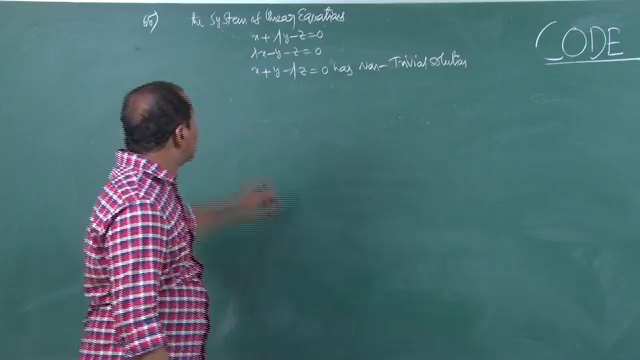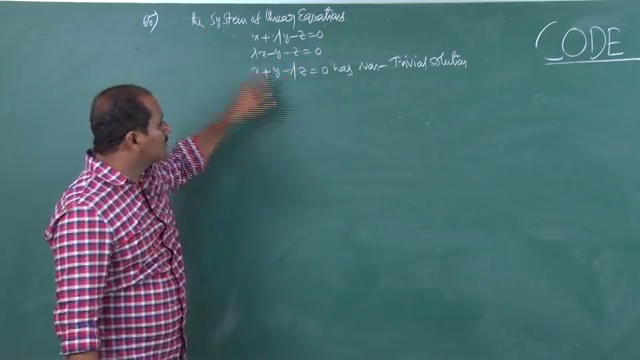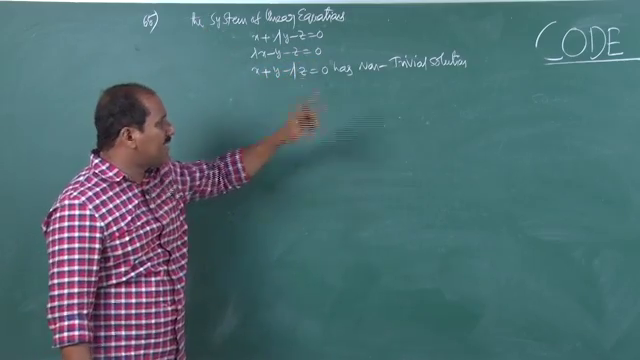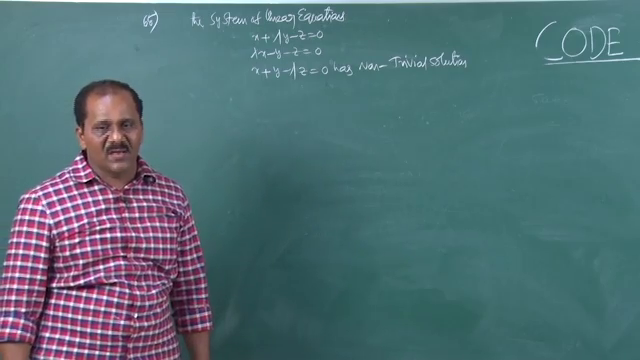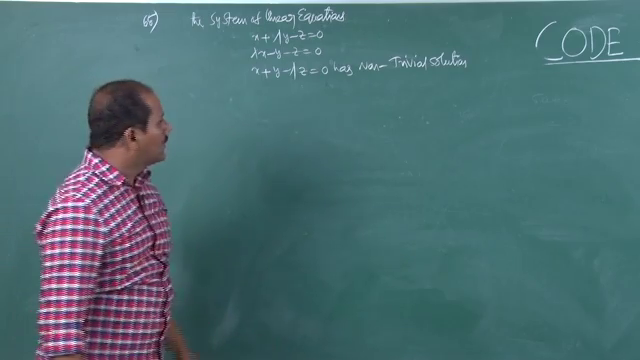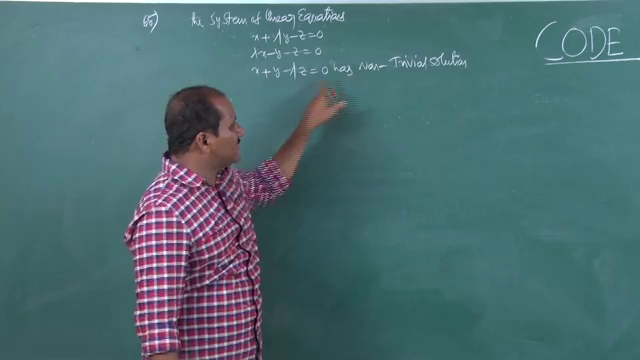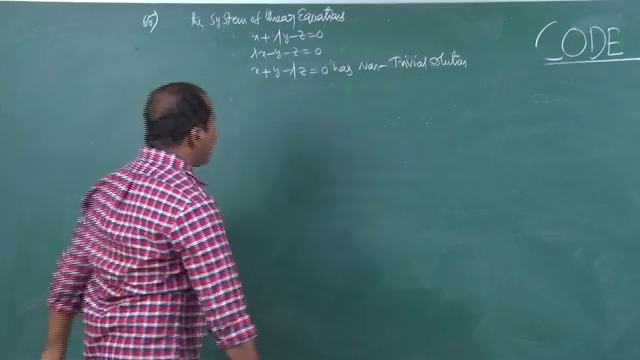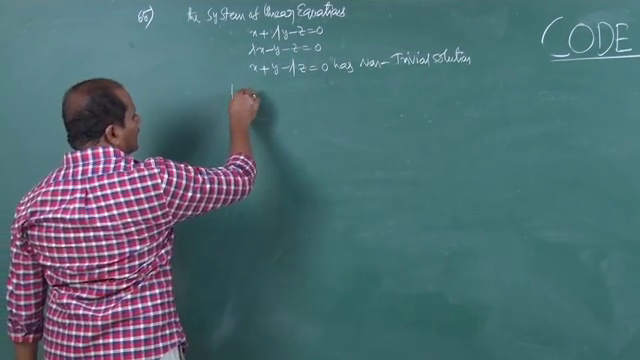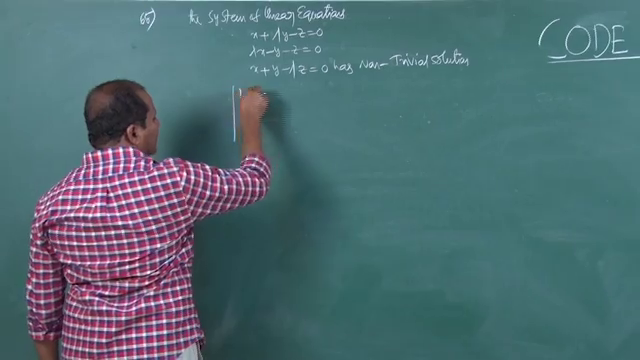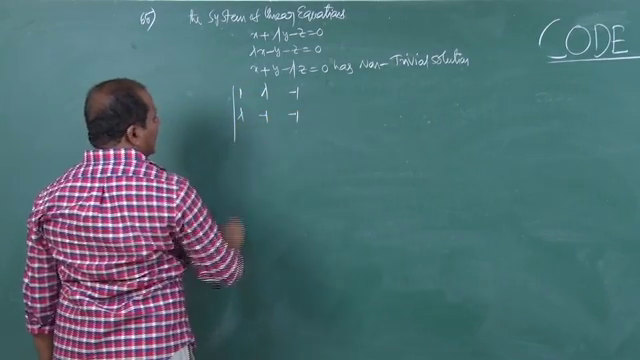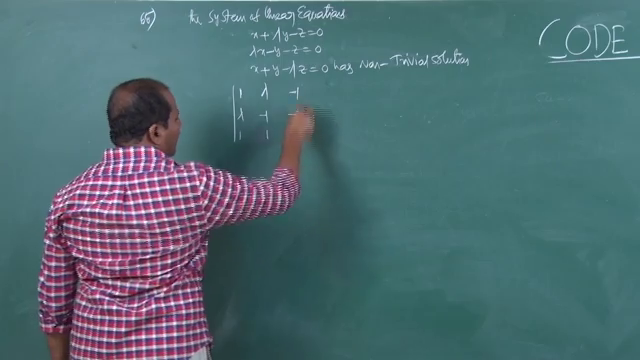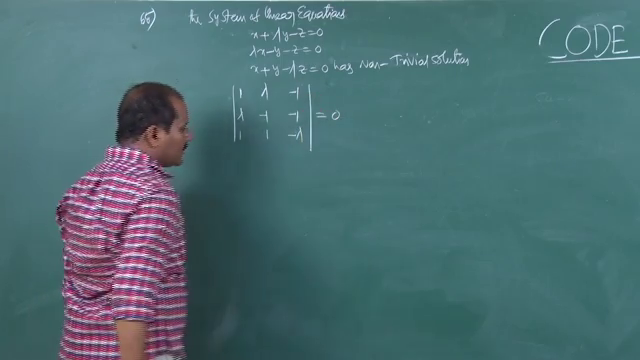Next question: the system of linear equations, these three equations are given, has a non-trivial solution, and the question is how many values of lambda are possible for the given data. We know when a system of linear equations has a non-trivial solution, the condition is determinant equal to 0. The determinant of the coefficient matrix, 1, lambda minus 1, lambda; minus 1, 1, 1; minus lambda, is equal to 0.